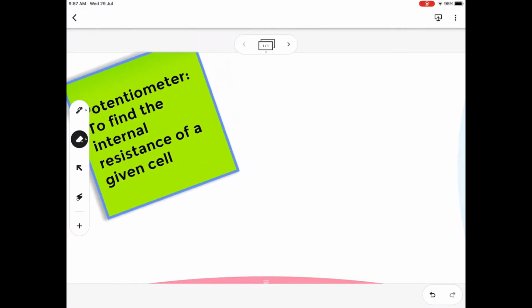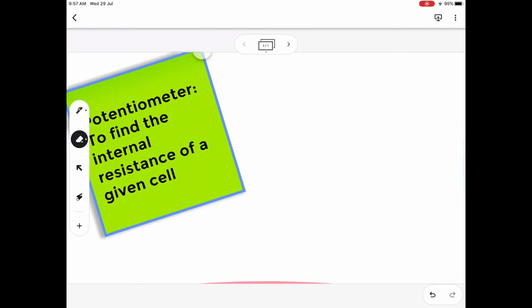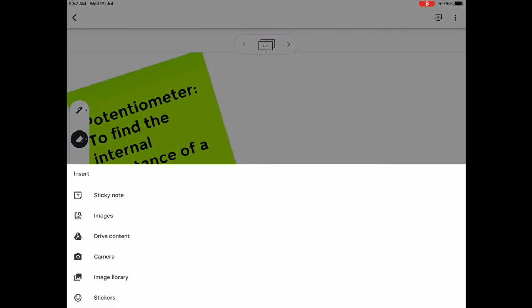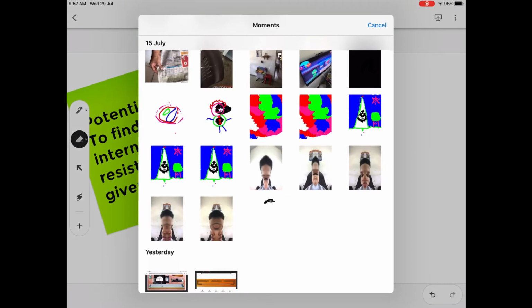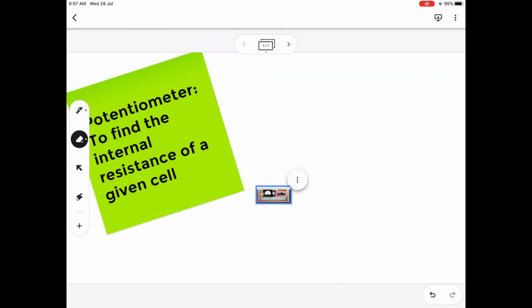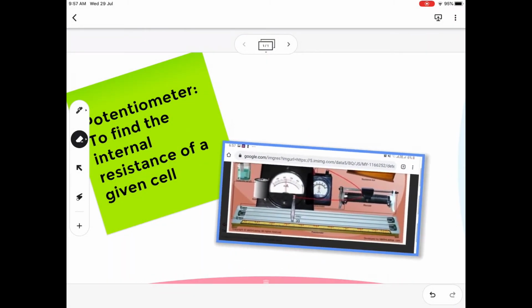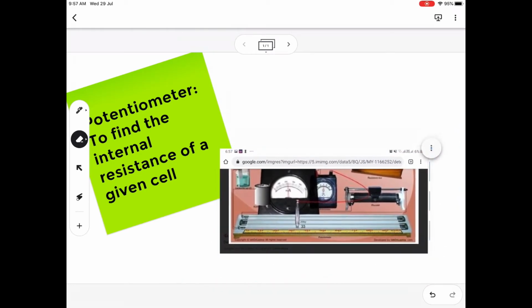Hello students, let's see the other application of a potentiometer, say to find the internal resistance of a given cell. Internal resistance of a cell stands for the opposition or the resistance shown by its electrolytic solution to the flow of current, which we know already. So using a potentiometer we can calculate the internal resistance.